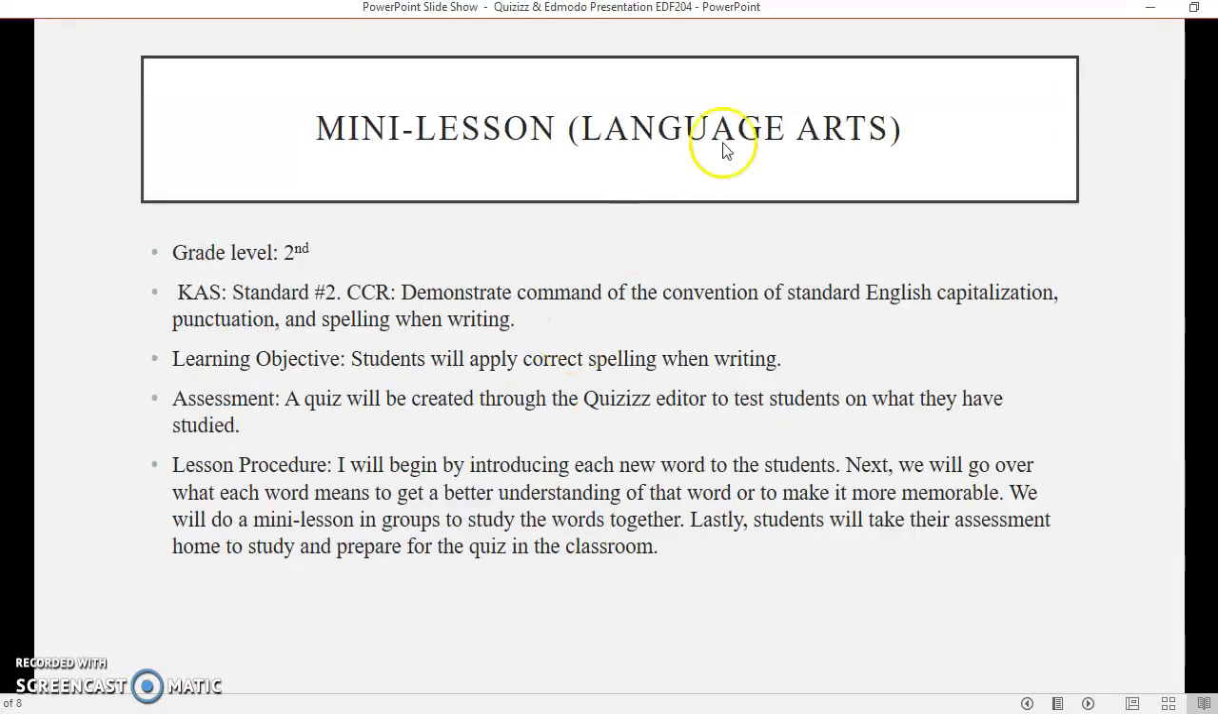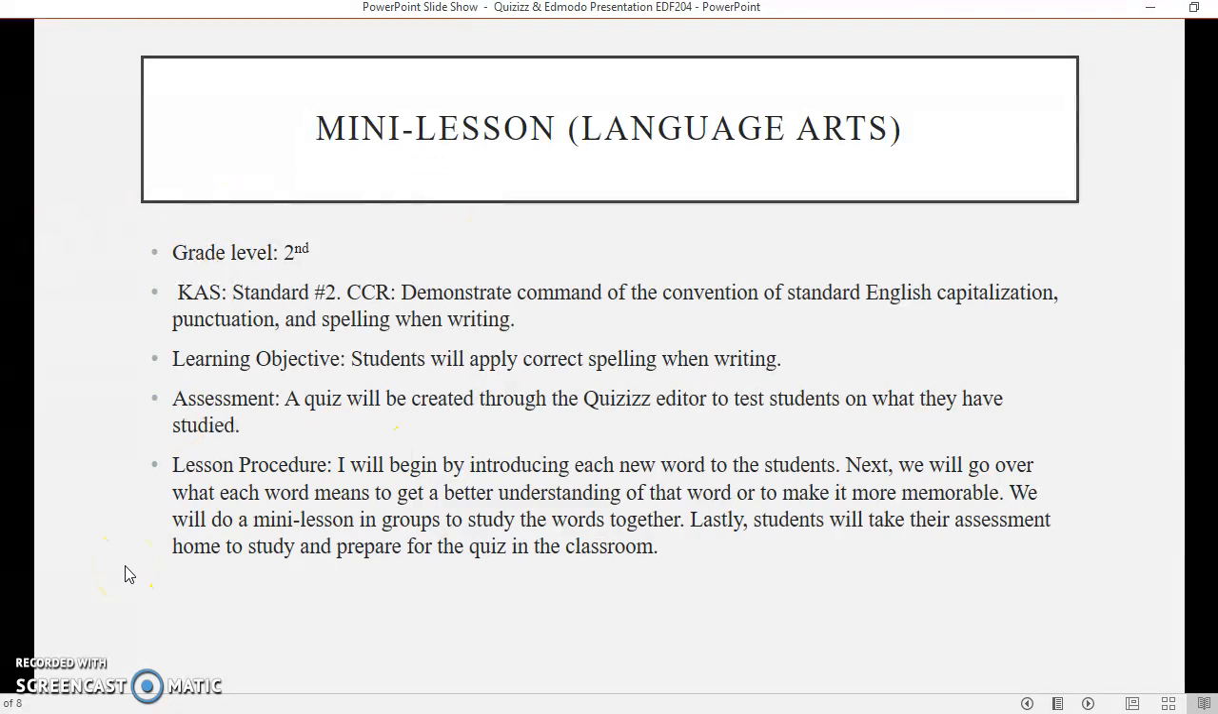So here is the mini lesson. She did language arts for the 2nd grade. The learning objective is students will apply correct spelling when writing. The assessment is a quiz, which is created through Quizizz, and it tests students on what they have studied. So here's a lesson procedure.